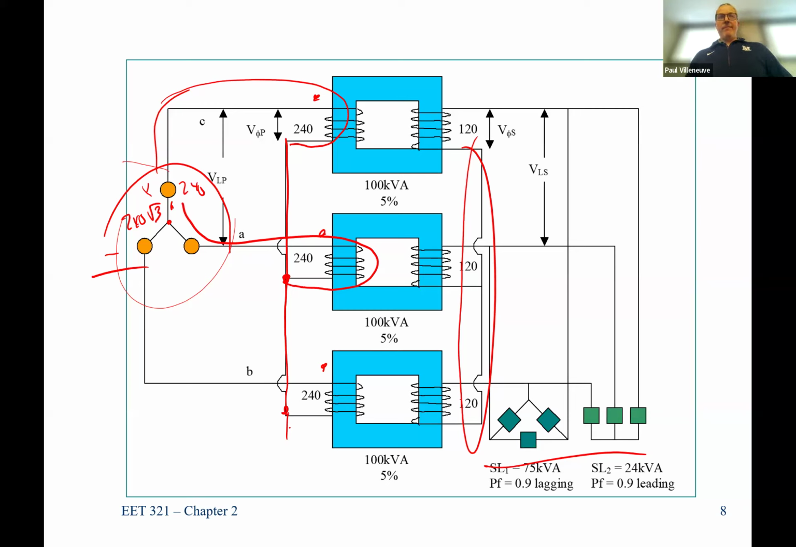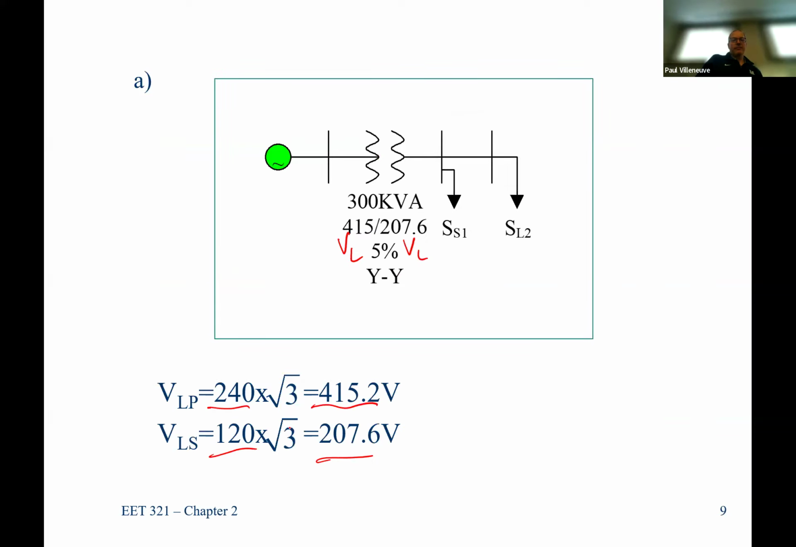And then on the output, you have 120. Yep, because each transformer independently can step voltage from 240 to 120. But once you start looking across 2 of the phases, then you get the square root of 3, both on the primary and the secondary side. So for the line-to-line voltage, you get 120 times the square root of 3. Exactly, that's shown right there. So you get 208 volts.